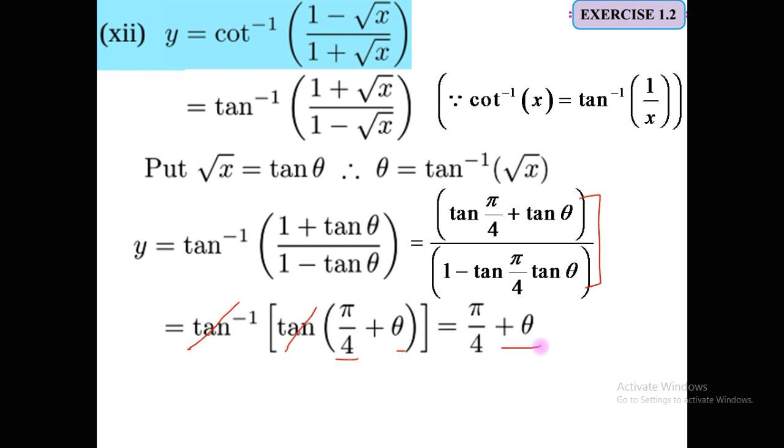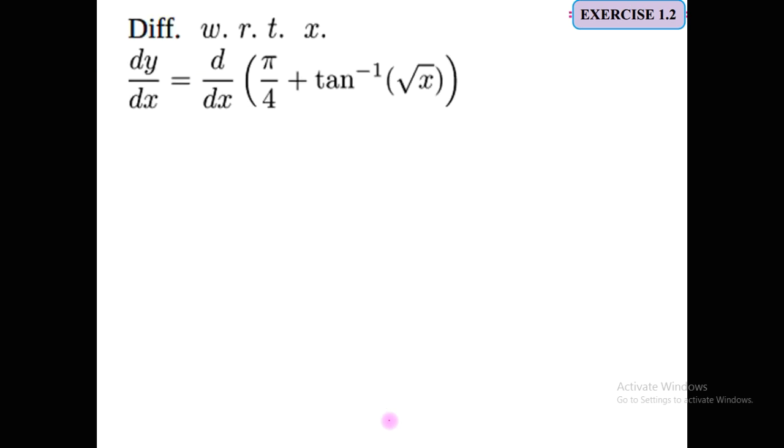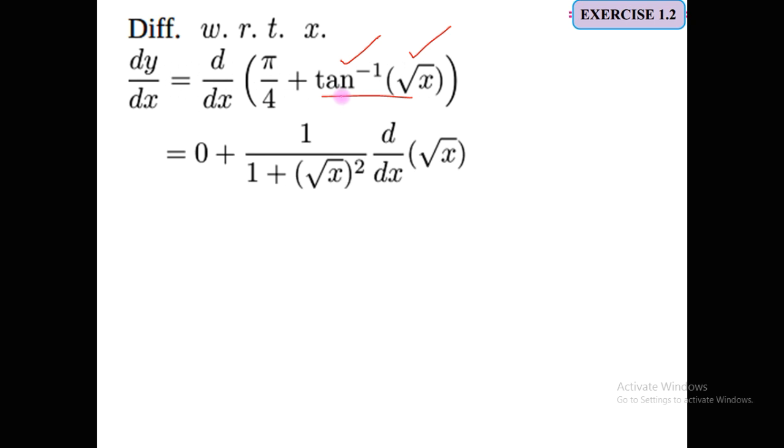At this moment I am not going to take the derivative. I have to replace theta by tan inverse of root x. I have replaced theta by tan inverse of root x, and in the next step I am going to take the derivative of that, that is, differentiate with respect to x. Now this is also a composite function, so I need to think of this as the outer function and this as the inner function. As tan inverse is the outer function, let me find the derivative of tan inverse of x.